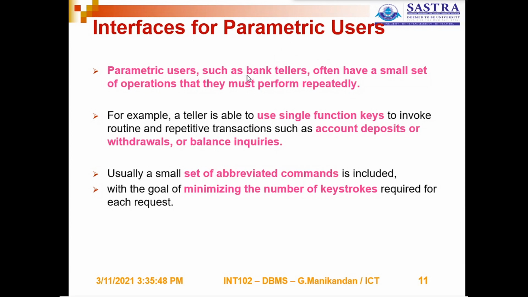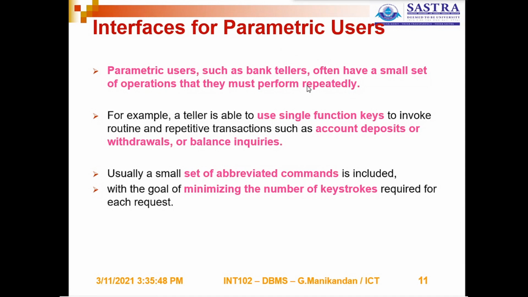So the thing is, nowadays, if you have performed a manual transaction in a bank, in the normal case, if you want to withdraw an amount, you will fill the withdrawal slip and submit it to your clerk. After receiving the slip, the clerk will input the account number and check the balance. If you have sufficient balance, he will pass it. That user comes under the category called parametric user.